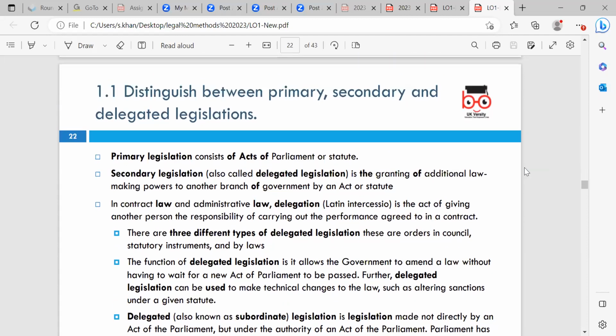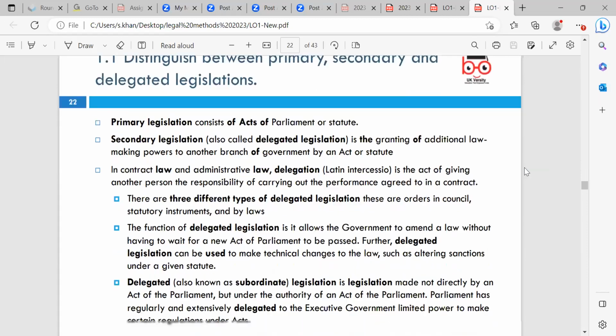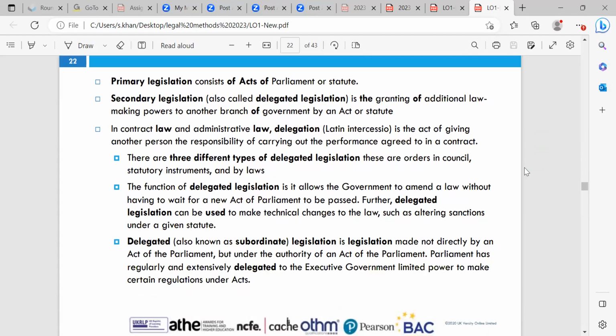So we've got 1.1. We distinguish between primary, secondary and delegated legislation. So primary legislation, as we said earlier, consists of acts of Parliament or statute.